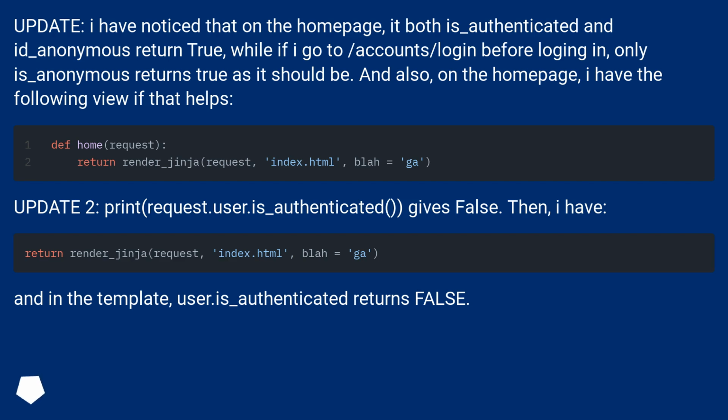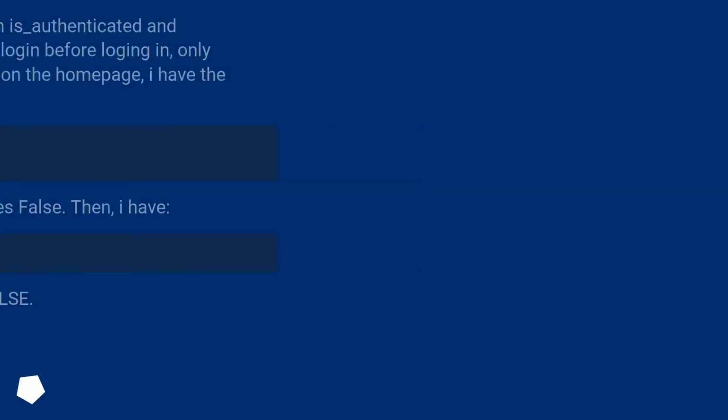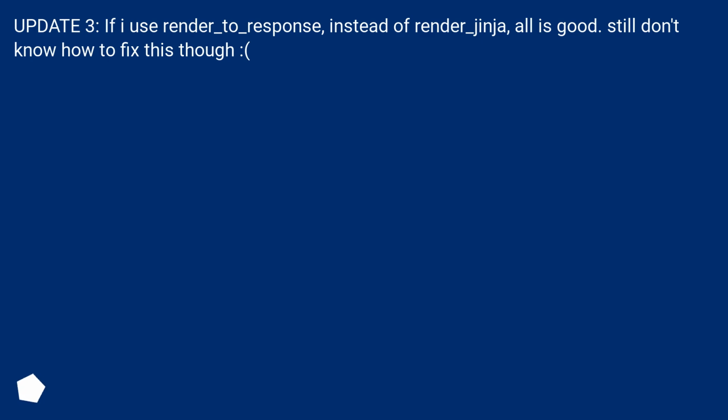Update 2. Print request.user.is_authenticated gives false. Then, I have... And in the template, user.is_authenticated returns false. Update 3. If I use render_to_response instead of render_jinja, all is good. Still don't know how to fix this though.